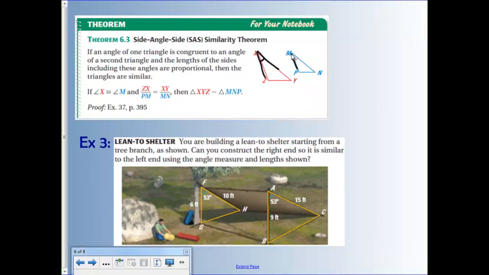And same with this one. Two sides come together, they form the angle in the middle. That's what side angle side looks like. This example on your paper says you are building a lean-to shelter starting from a tree branch as shown.